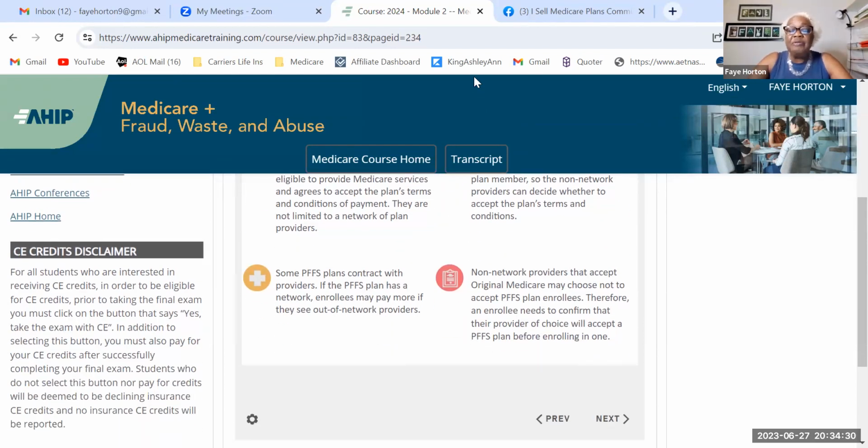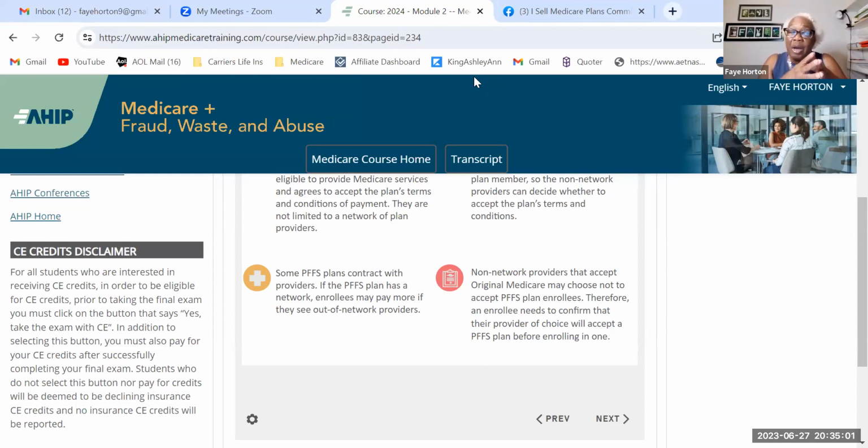Some private fee-for-service plans contract with providers. So there are private fee-for-service plans where there is a network of providers, so that you know that when you show them your private fee-for-service card and that's the plan that you have, then that's the provider that can offer you services. And if the private fee-for-service plan has a network, enrollees may pay more.